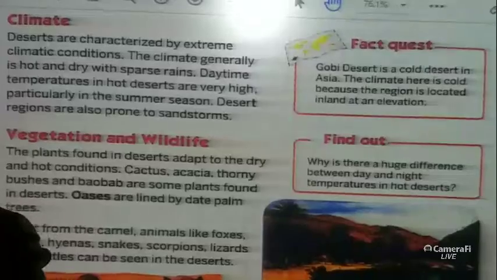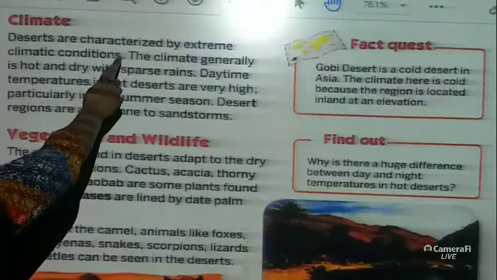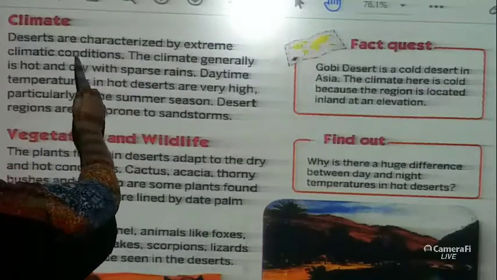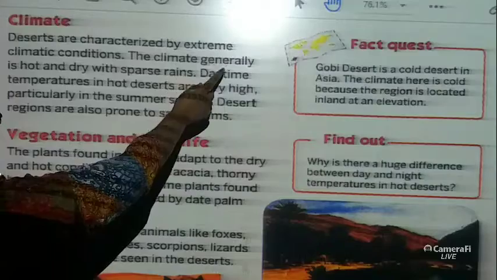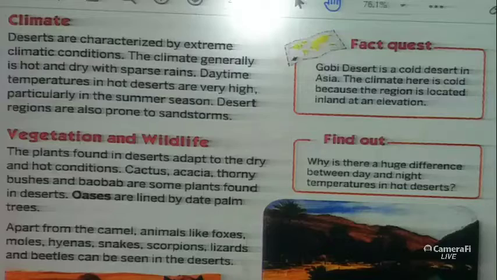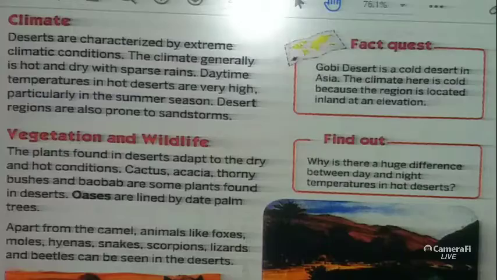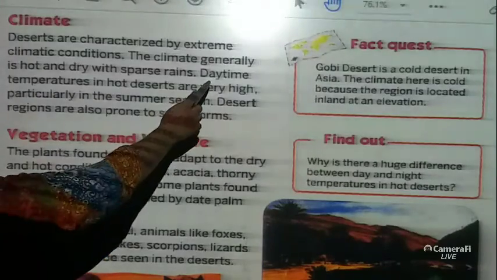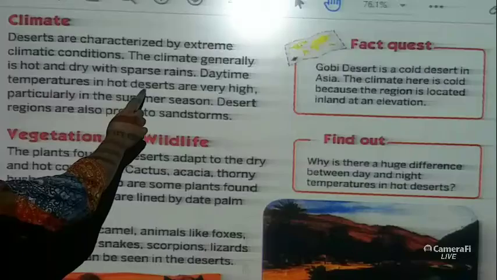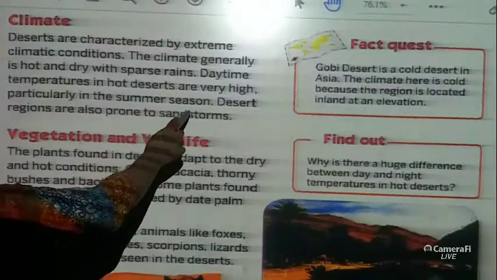Now let us see the climate of a desert. The deserts are characterized by extreme climatic conditions. The climate generally is hot and dry with sparse rain. Now sparse rain means, children, very little or no rain. Once again I will repeat, sparse rain means very little or no rain. Day temperatures in hot deserts are very high, particularly in the summer season.